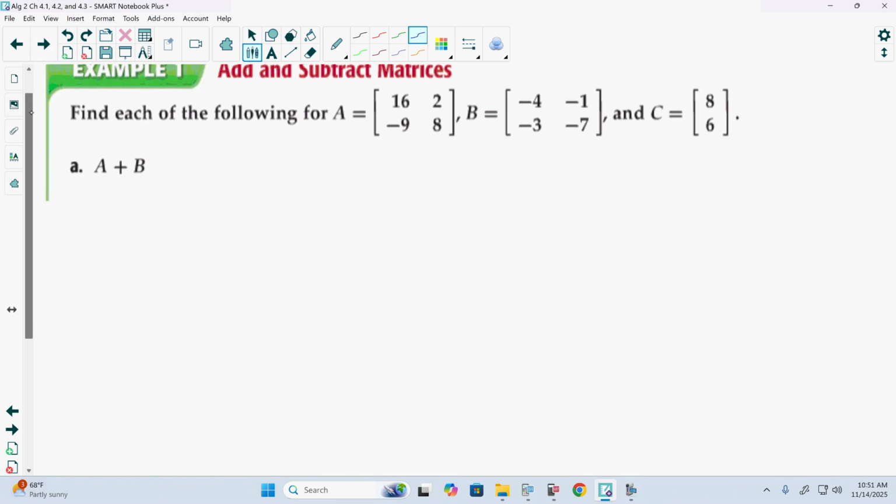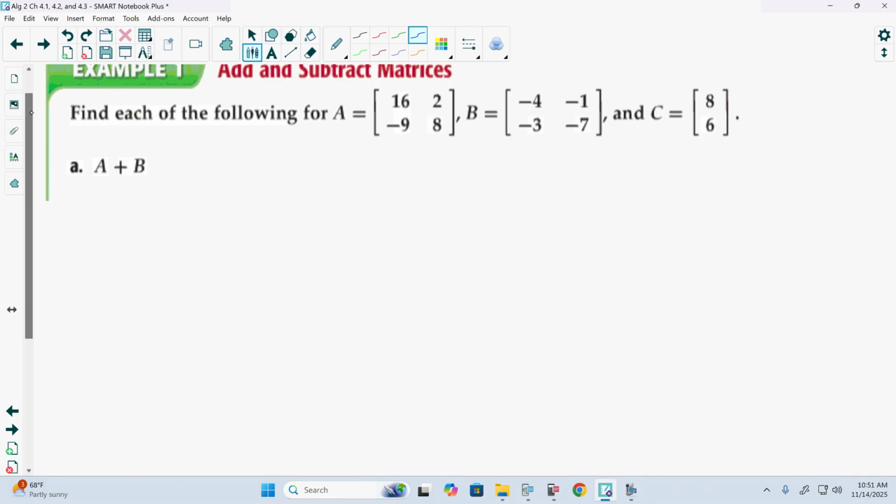Next thing we're going to do is nothing really new. It's our matrices when we add or subtract two matrices together. When we talked about this previously, we said we can add and subtract two matrices as long as their dimensions are the same. They have to be the exact same.